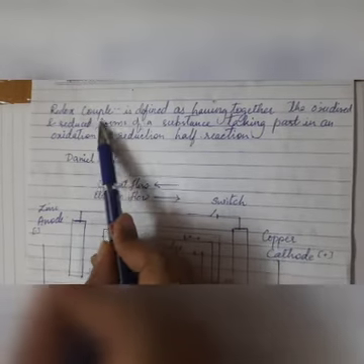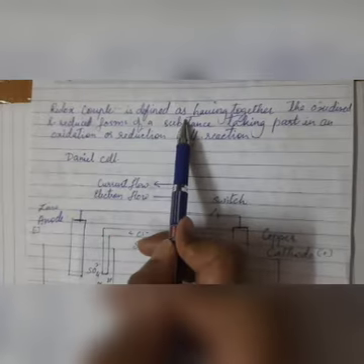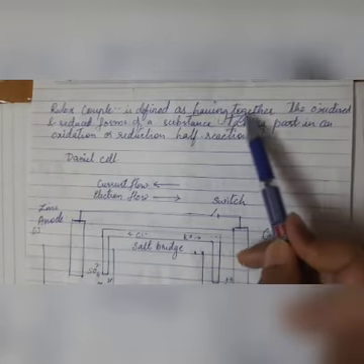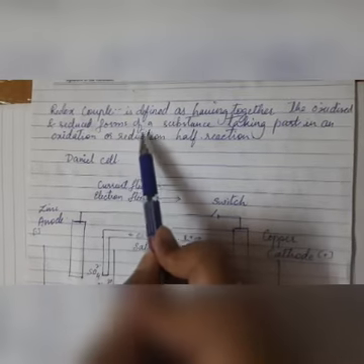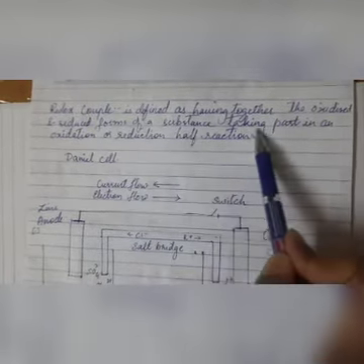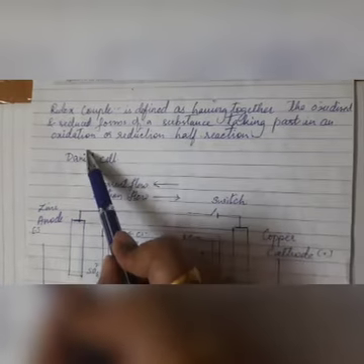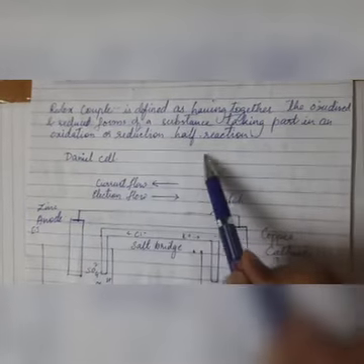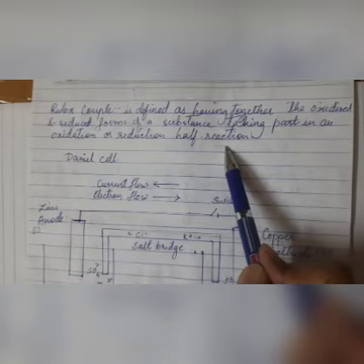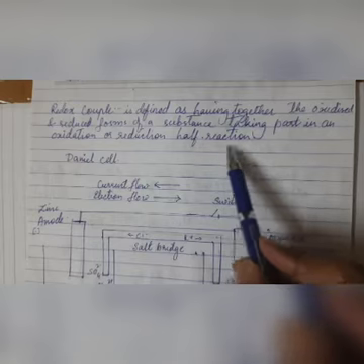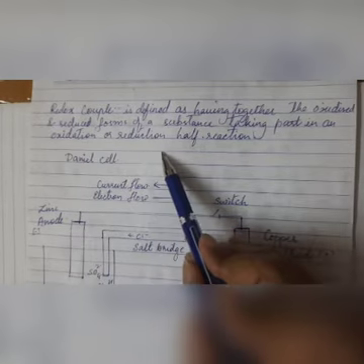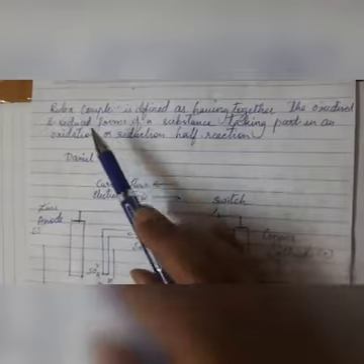Here there is one more term called redox couple. So redox couple is defined as what? It is defined as having together the oxidized and the reduced form of a substance taking part in an oxidation or reduction half reaction. So having the oxidized form and reduced form of the substance which takes part in the oxidation and reduction half reaction is called a redox couple.